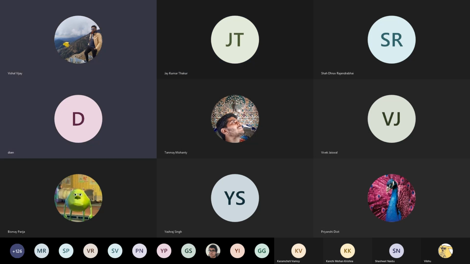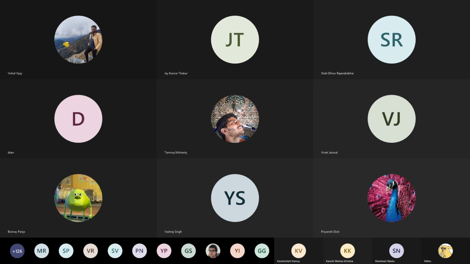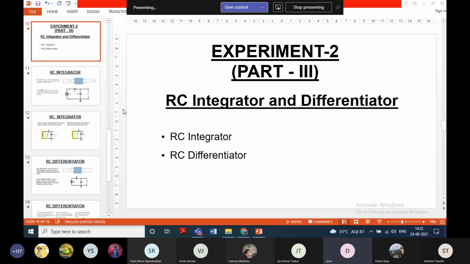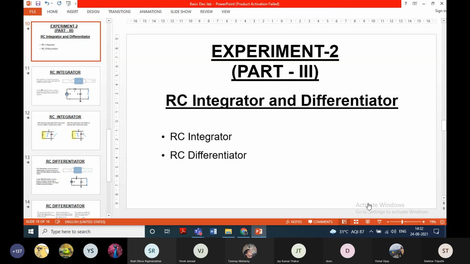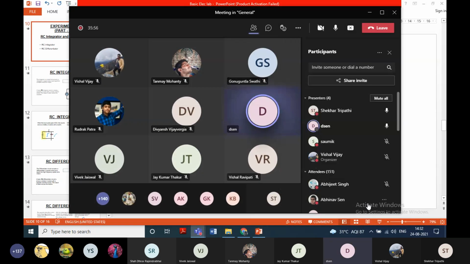Yeah, Shekhar sir, you can continue. I hope most of these topics are being covered in your theory classes, because we kind of think that most of the theory parts of this will be covered in your theory classes.